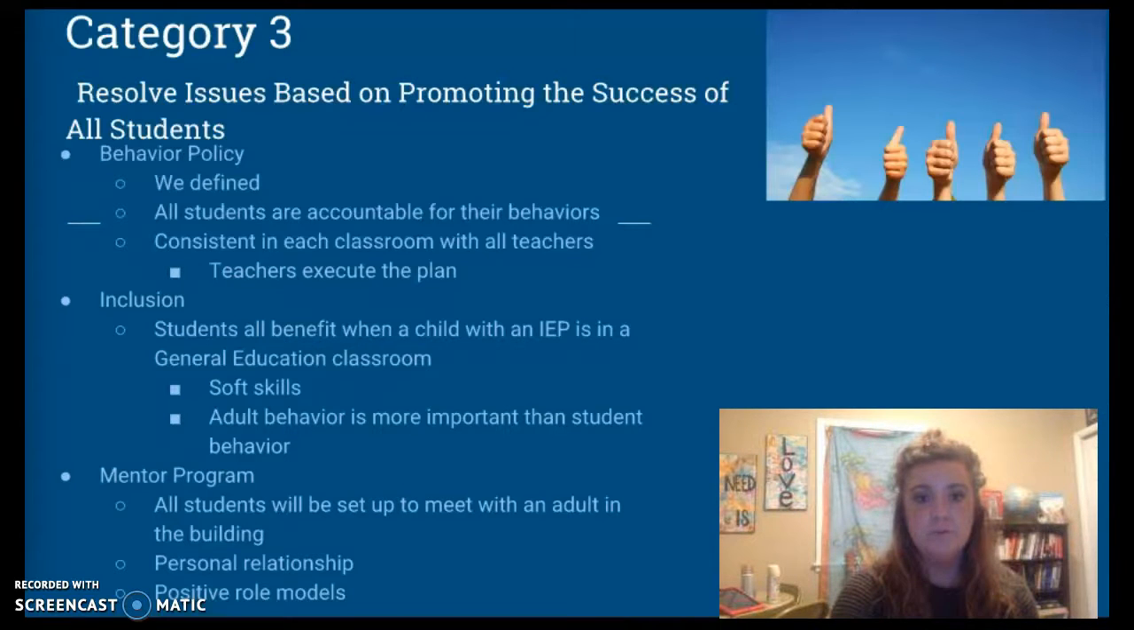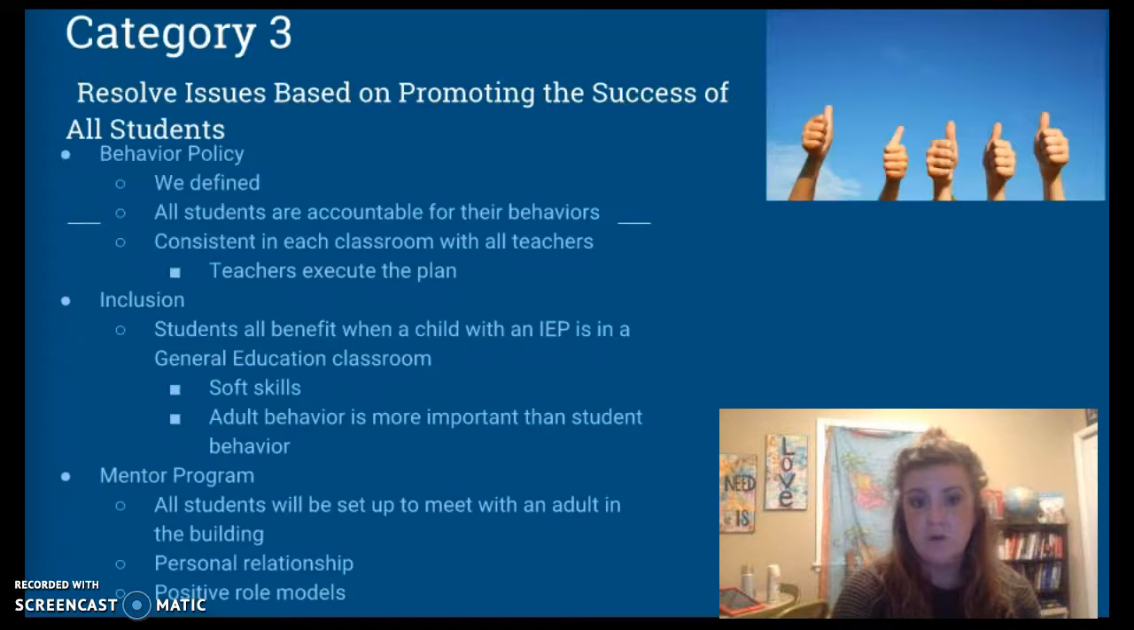Next, I will do this with inclusion. Students benefit by having students with IEPs in the general education classroom. And then students on the IEPs also benefit by being in there. All students in that classroom can learn some soft skills, such as speaking and listening and teamwork. And those are very valuable for each student.